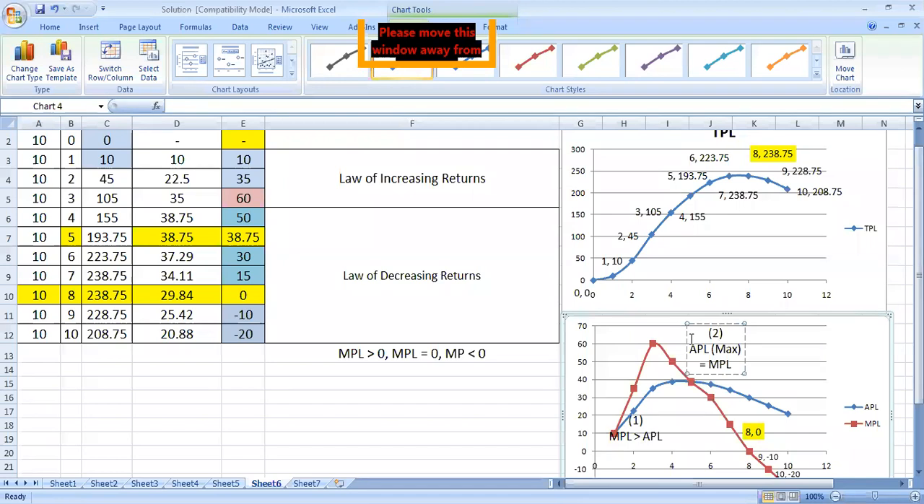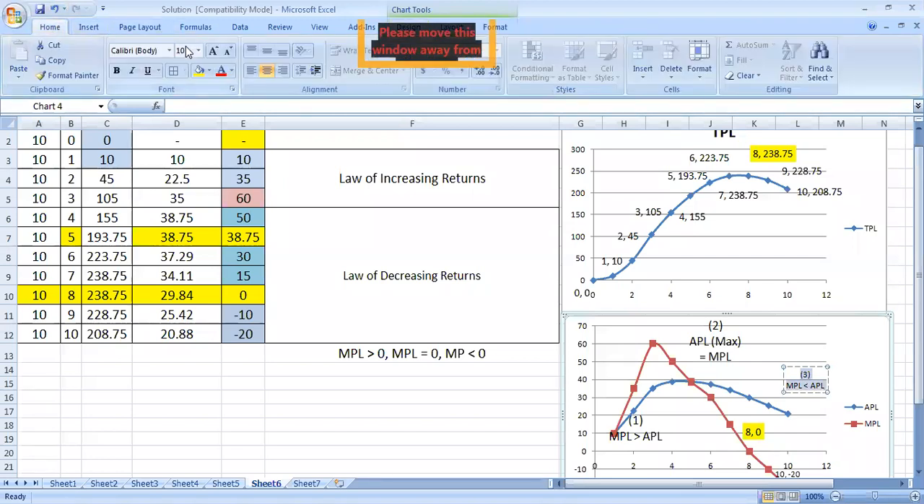in production. And right after this, if you could just see that the point number 3 is emerging, which is saying that MPL has become less than APL, right? So these are the three relations which are happening.